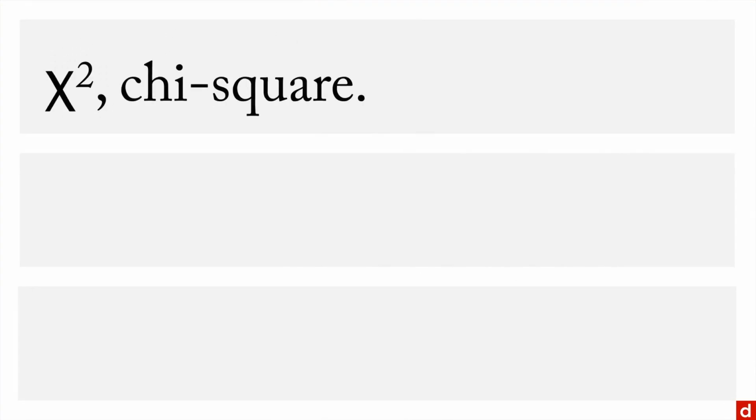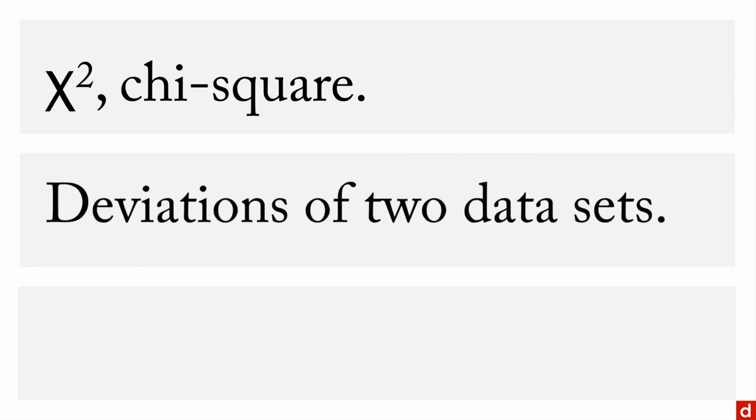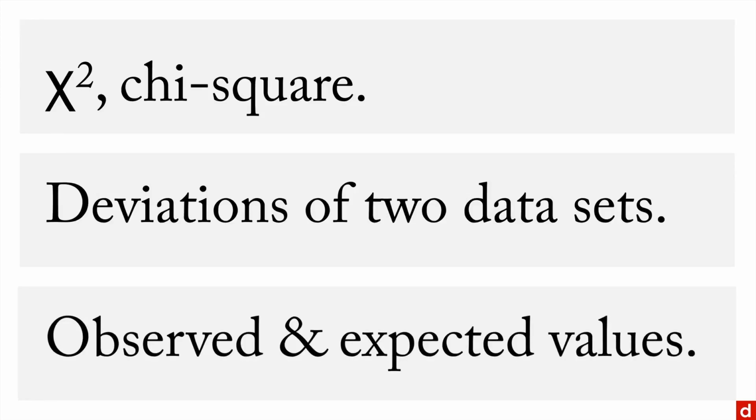And then there's chi-squared again. It's actually a lowercase Greek c, looks like an X. And chi-square is used for examining the deviations between two data sets, specifically between the observed data set and the expected values, or a model you create of we expect this many frequencies in each category.